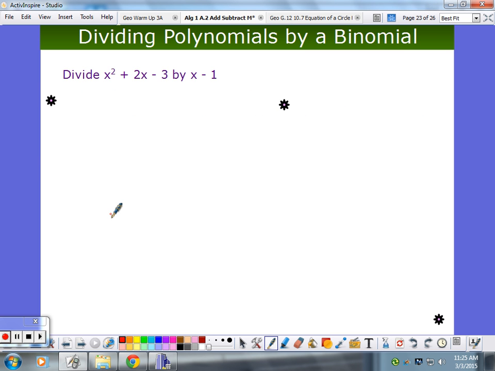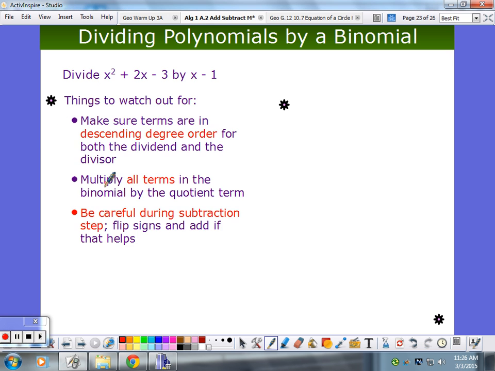So when we get to dividing by a binomial, it's a little bit different. Again, you want to make sure the thing you're dividing, your dividend, is in descending degree order, so it's in its standard form. You're going to be multiplying back by all terms, and the subtraction step is tricky. So rather than talking, let's just do this one.